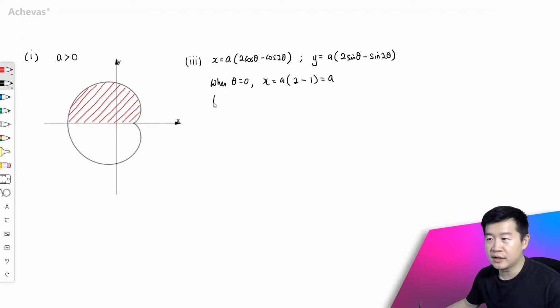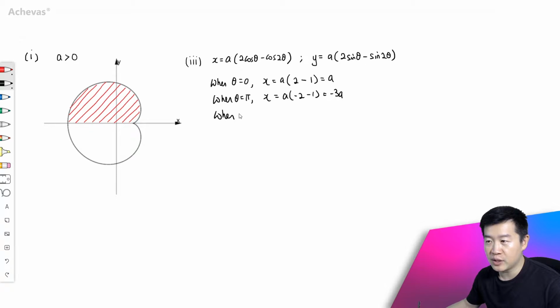And for the other value, that is when theta is equal to pi. When theta is equal to pi, x is going to be 2 cosine pi. Cosine pi is minus 1, so I have a minus 2. Then minus cosine 2 pi. Cosine 2 pi is 1. So 2 minus 1, this will lead me to a minus 3a.